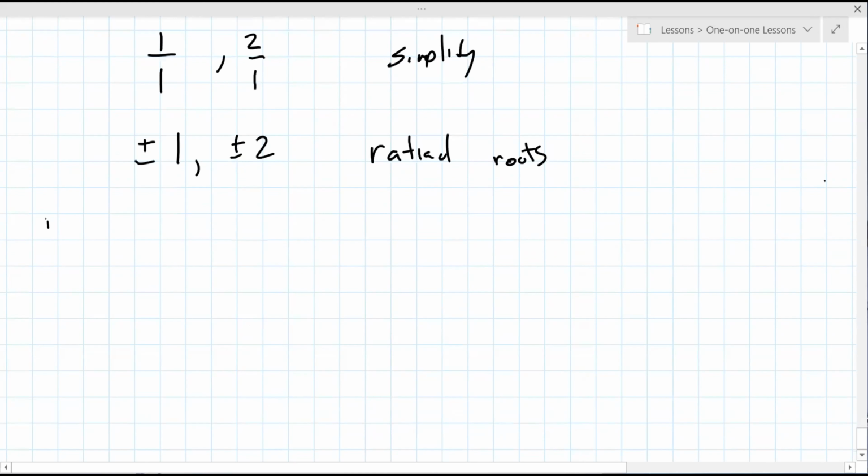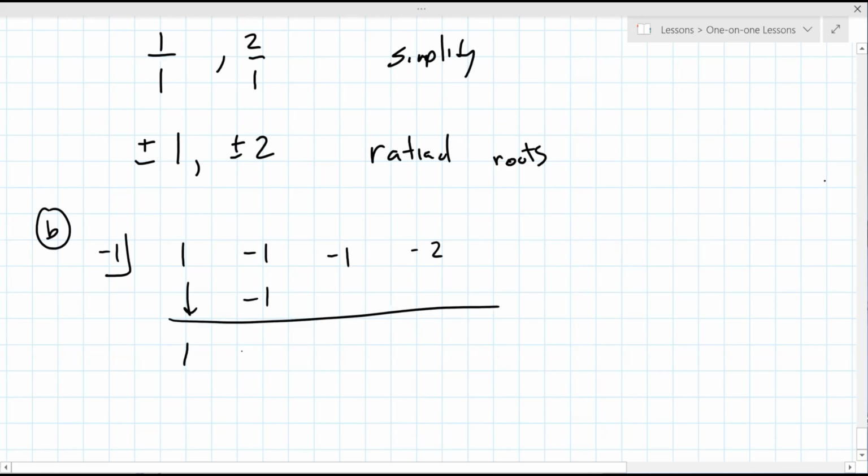Let me do B real quick. I recall it's -1, so 1, -1, -1, -2. So you bring this down 1, multiply -1, -2, you get a 2, you get a 1. So it wasn't that, darn. Let's see if it's +1. 1, +1, 0. Nope. Maybe it was -2. So let me put a -2 there. -2, 1, -2, that's 3. That's not right. Maybe it's +2.